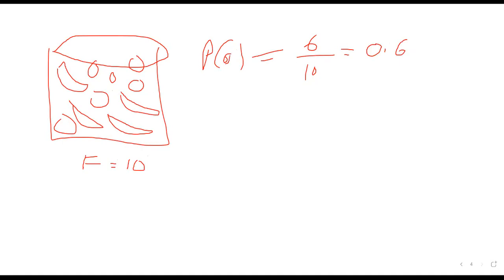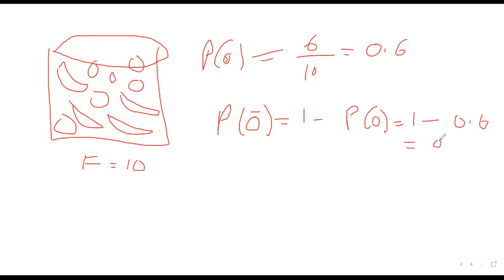Therefore, the probability of not picking an orange is simply O complement. It means not picking an orange, simply 1 minus the probability of picking an orange. So in this case, the probability of not picking an orange is 40%, which is 0.6 from 1, which is 0.4. I want you to enjoy probability because this is the toughest and yet the most practical.